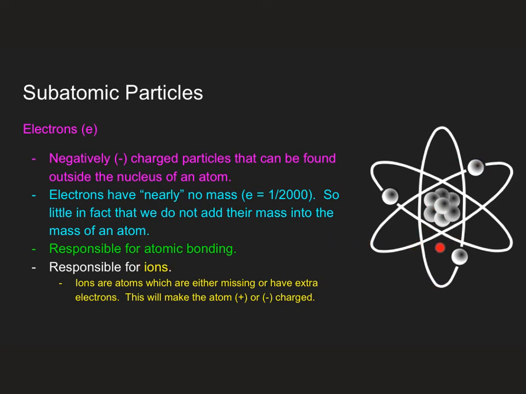All of our electrons are known for bonding. And if you gain or lose electrons, you have something that's considered an ion, which basically makes it negatively or positively charged. We'll look more at those in a little bit too.